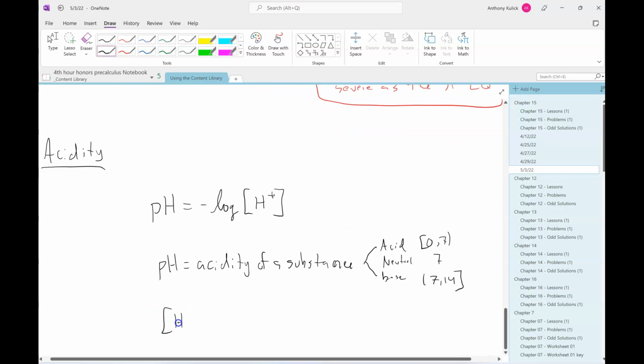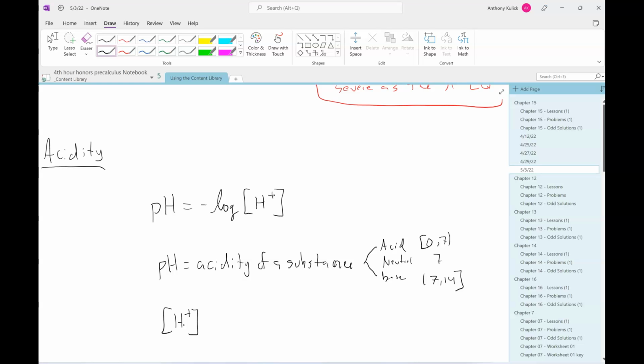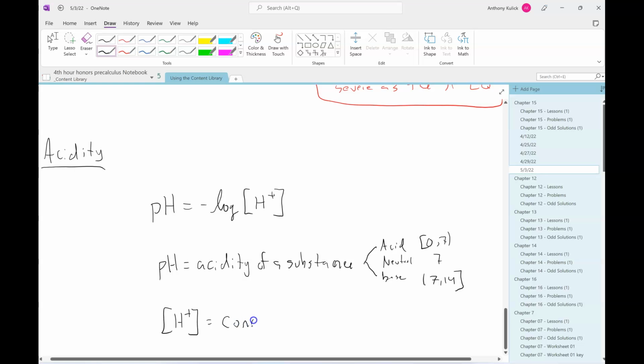And then when we put a bracket around a substance in chemistry, what does that mean? This means the concentration of, in this case, hydrogen ions.